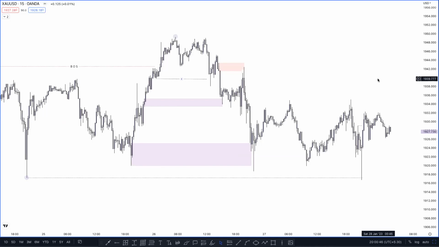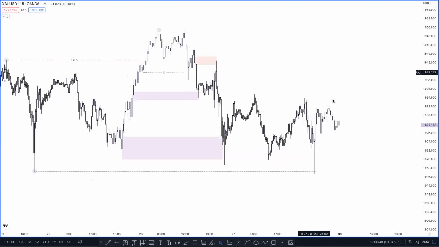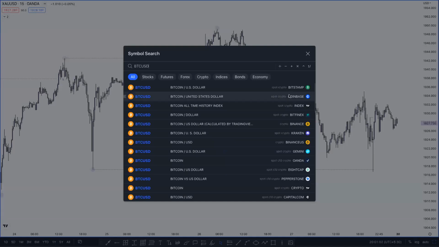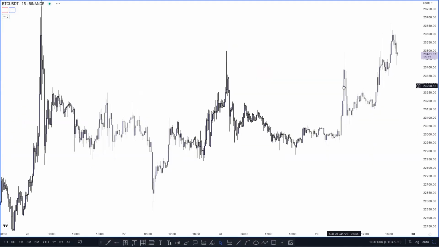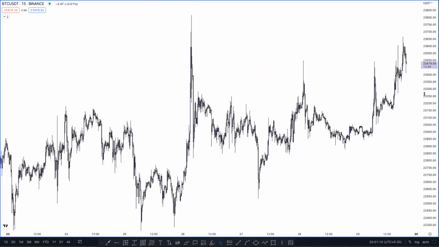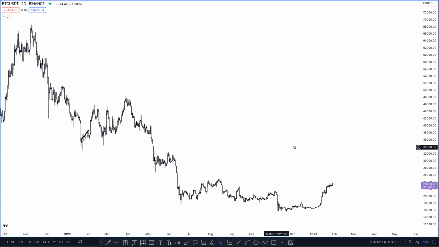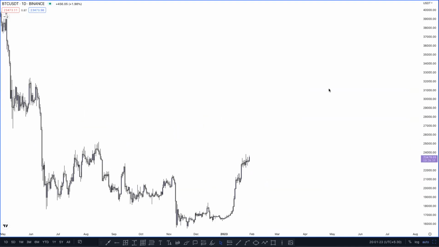Okay, so this is the current situation in gold. Now switch again to the next pair, Bitcoin, BTC USDT. Start from the daily time frame first. Delete all things. Okay. So this is our current price action in Bitcoin right now.